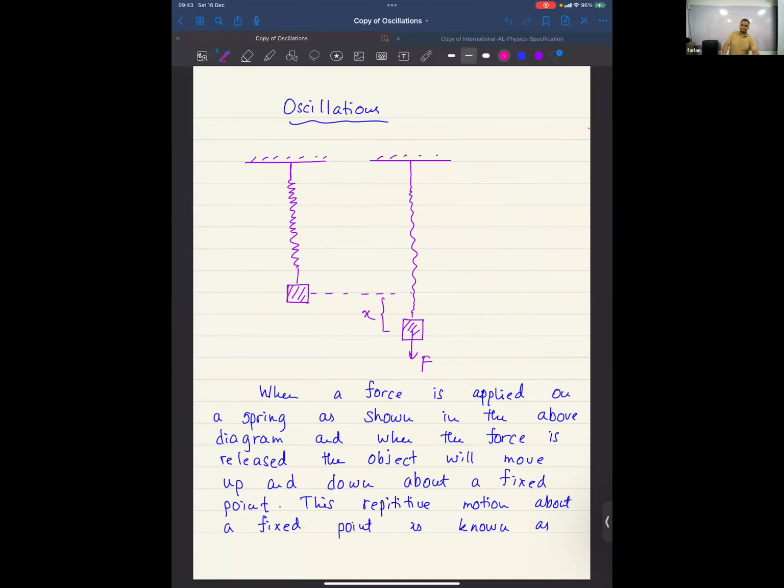So guys, when you take an object which is attached to a spring, and you pull it down a bit and release it, it will move up and down. That is an oscillation. Or if you take a simple pendulum hanging vertically, and move it a bit to one side and release it, it will keep on moving forward and backward about a fixed point. That is an oscillation. Draw this diagram.